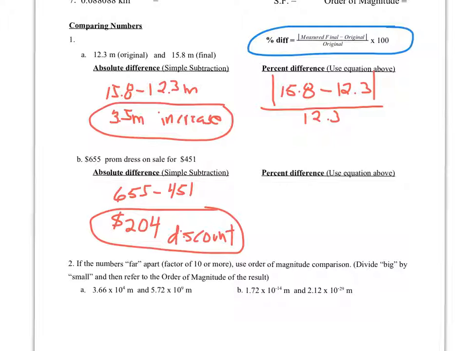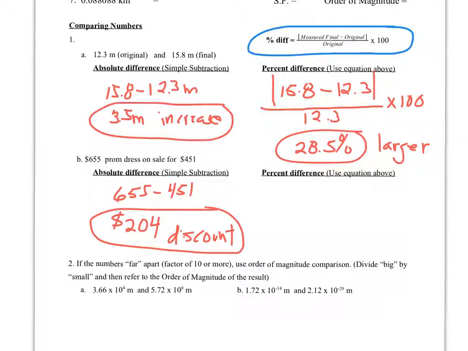So you end up with 3.5 divided by 12.3. Oh, and you've got to multiply by 100 to get the percents, because if you just do the division, you get the decimal number. So you have 3.5 divided by 12.3, which comes out to be 0.285. And I'll just put it right into percent form. It's 28.5% larger. The final number is 28.5% larger, or increase. So if it's a stock price, that would be your increase in stock price.